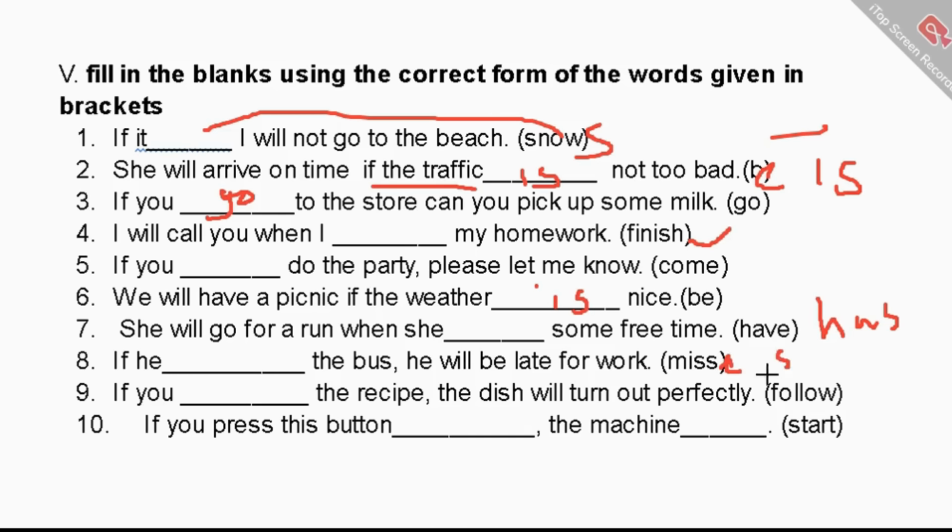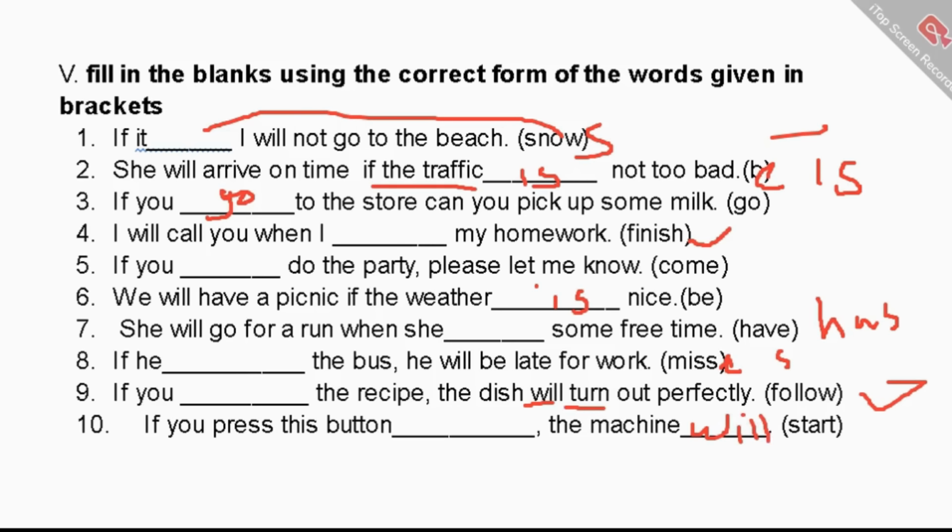If you follow the recipe, the dish will turn out perfectly. If you follow the recipe, present simple follow will come here. If you follow the recipe, will plus V1, first conditional again. If you press this button correctly, here you need to add correctly, the machine will start. Start, it's the first conditional again.